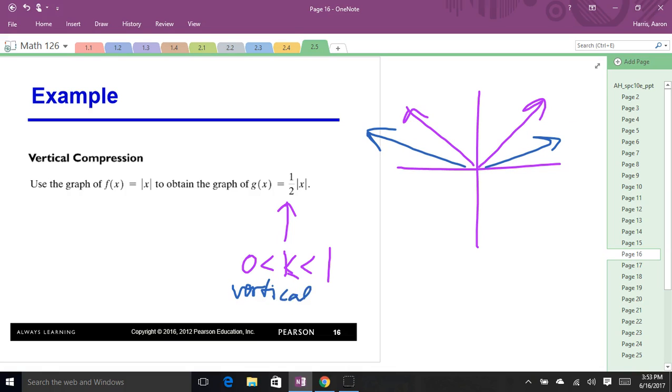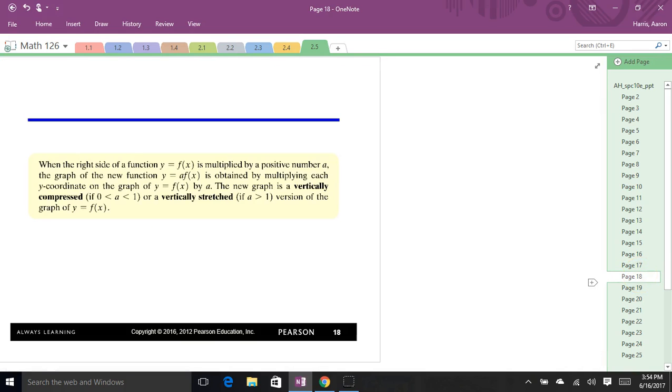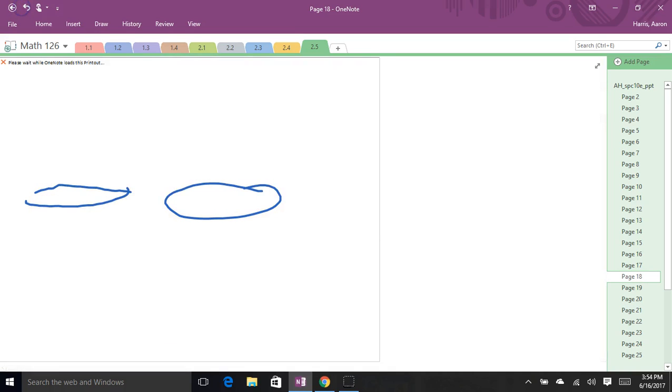Vertical shrink or vertical compression: whatever that number right in front of the function is, between 0 and 1. Here's a picture of that. You notice that it's been flattened out, hasn't it? So vertical compression, there's your generalization. Again, if the number in front is bigger than 1, vertical stretch. If it's between 0 and 1, it's a vertical compression.